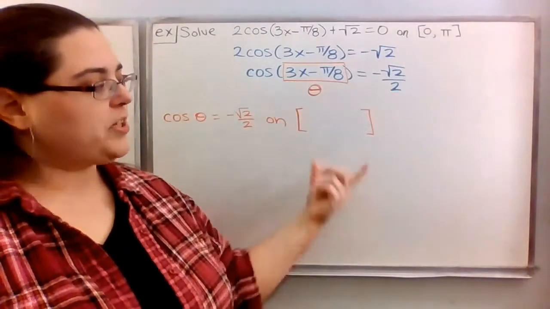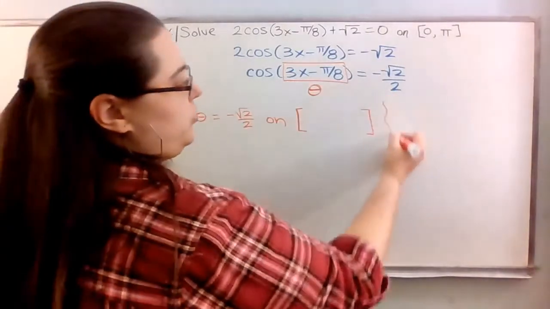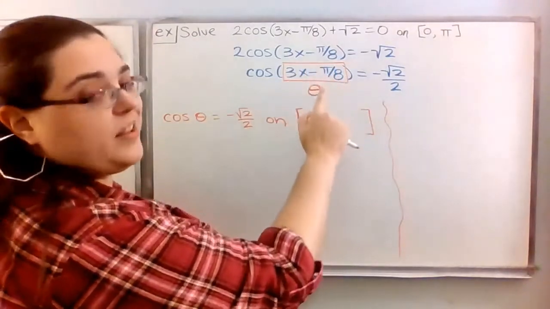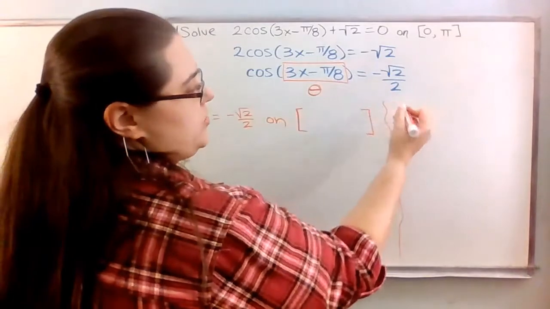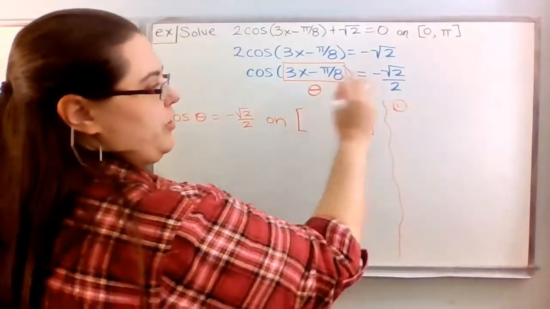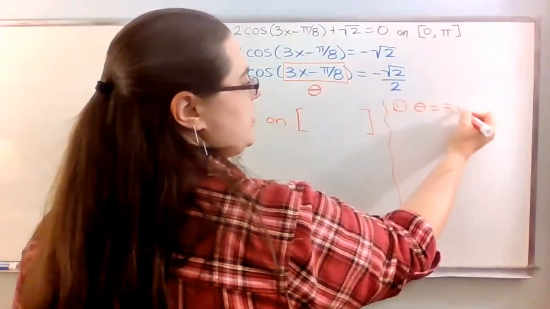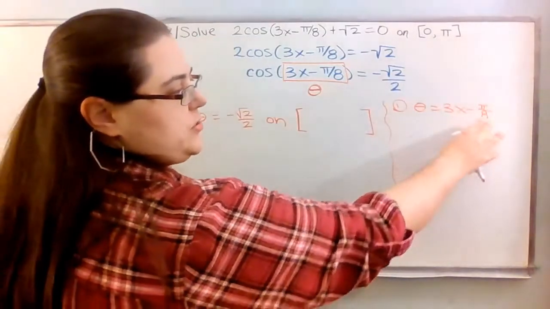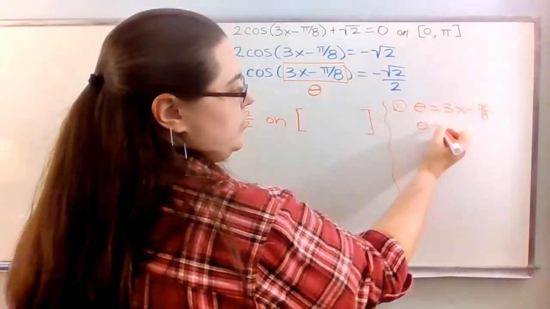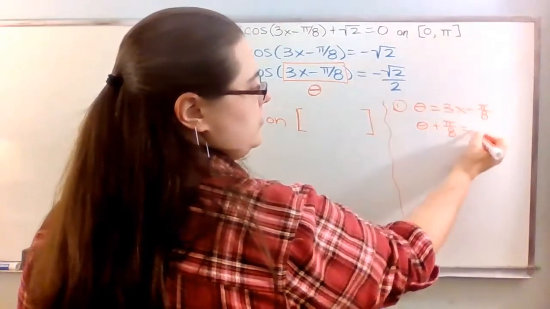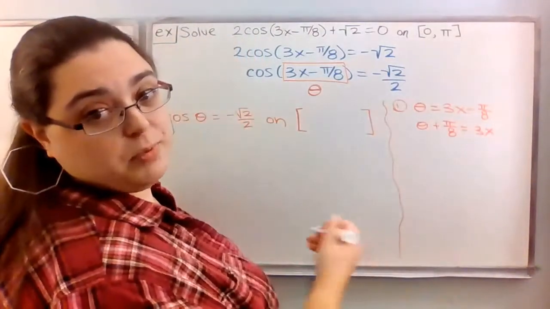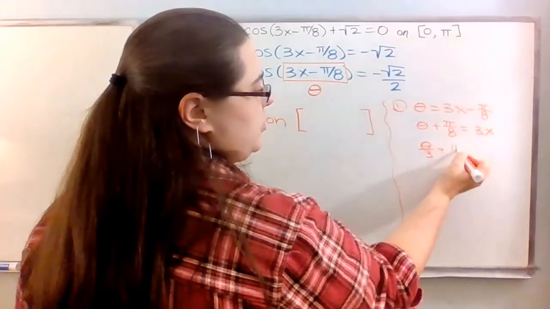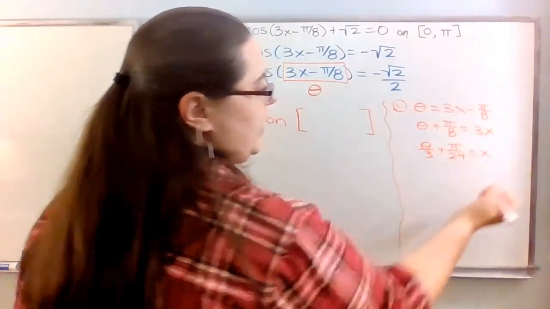So to help us find this interval, we're going to have two steps. Step 1 is we're going to rewrite this as an equation, and then we're actually going to solve it for x. So step 1, we're doing the substitution where theta is 3x minus pi over 8. And we're going to solve this for x. So we're going to add pi eighths to both sides. And then we can multiply both sides by 1/3 or divide by 3. Either way, we'll get theta over 3 plus pi over 24 is equal to x.